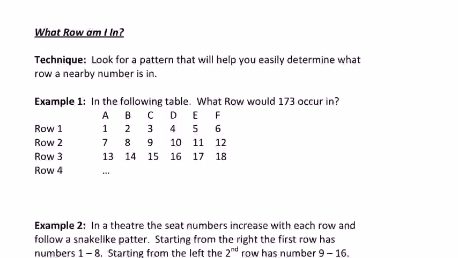and start from the left all the time. It says, what row would 173 occur in? Well, the best pattern actually exists in column F. And in column F, you notice that these are just multiples of 6. And they're multiples of 6 because there are 6 columns. And so the last entry in each of the rows is a multiple of 6.